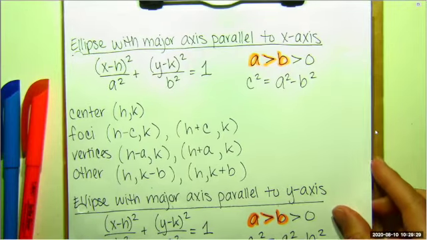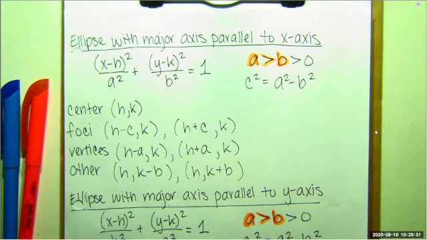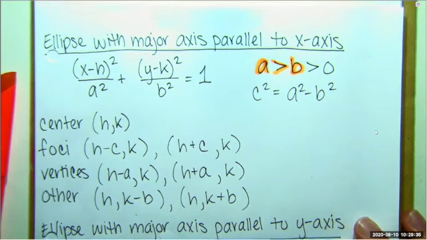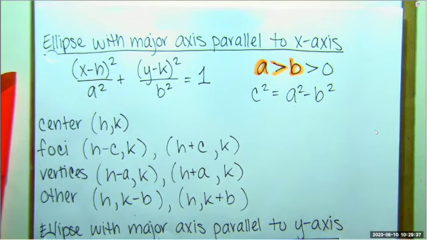So I'm just going to put this up and give you guys a few minutes to jot this down. Let me start with this one. Ellipse with the major axis parallel to the x-axis. Okay, so our equation for an ellipse with a major axis parallel to the x-axis, so that's oriented horizontally.